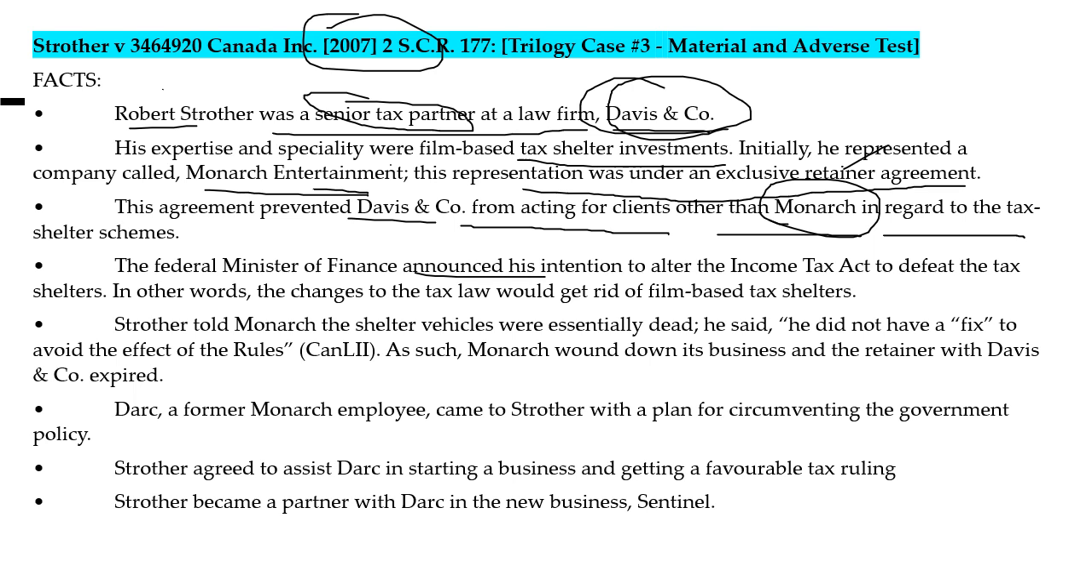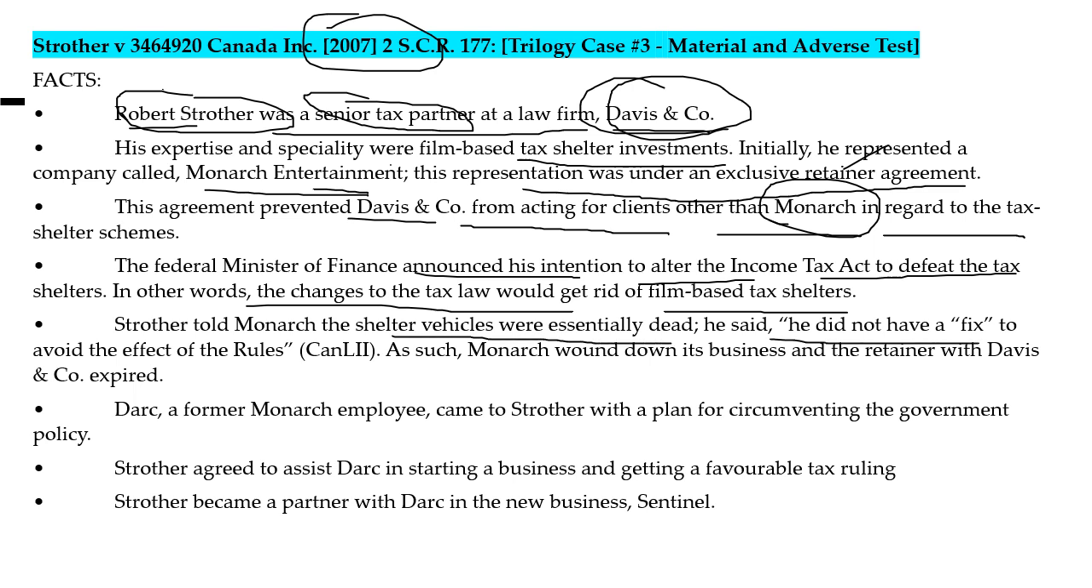Federal Minister of Finance announced his intention to alter the IT Act to defeat tax shelter. The changes to tax law would get rid of film-based tax shelter. Strother, who was a senior tax partner representing on behalf of Davis and Company, told Monarch Entertainment the shelter vehicles were essentially dead. He said he did not have a fix to avoid the effect of rules. Monarch wound down its business and retainer with Davis Company expired.